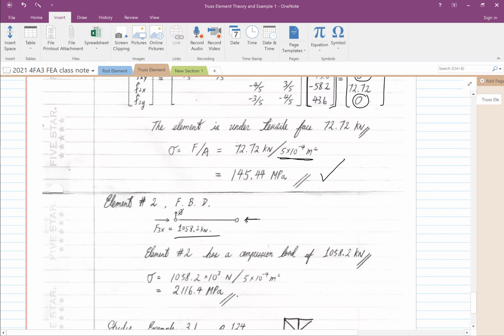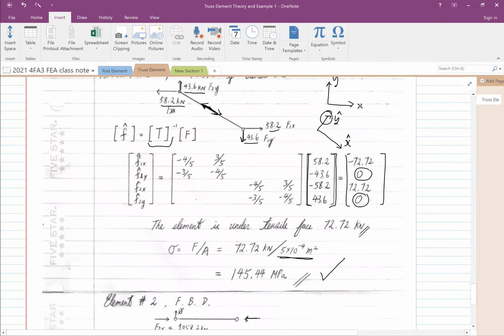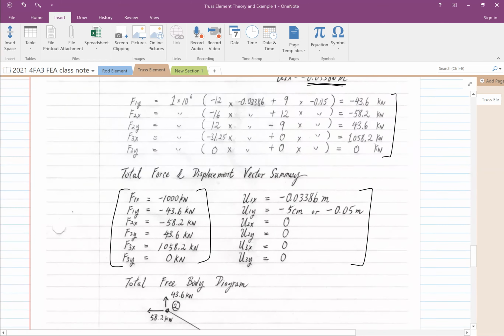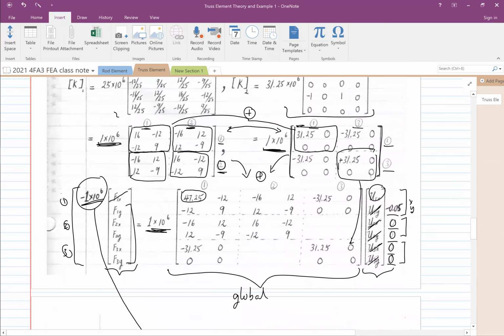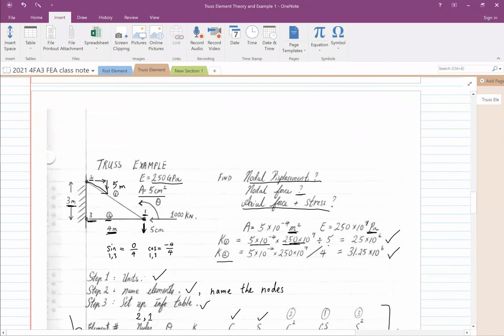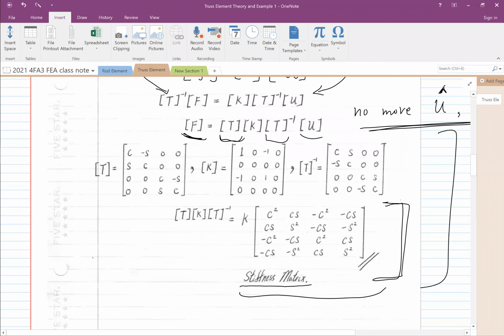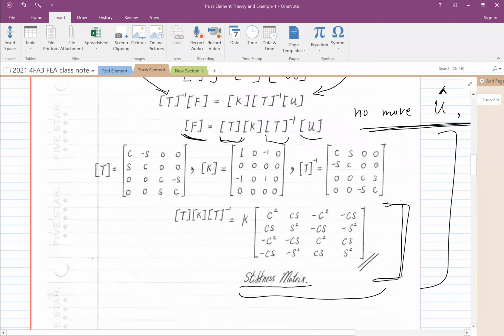Can you go back to the last note for truss element theory? Tell me when to stop. Keep going. The note, not the example. It's right here. Yeah, you're coming up on it. Keep going. Keep going up a bit.